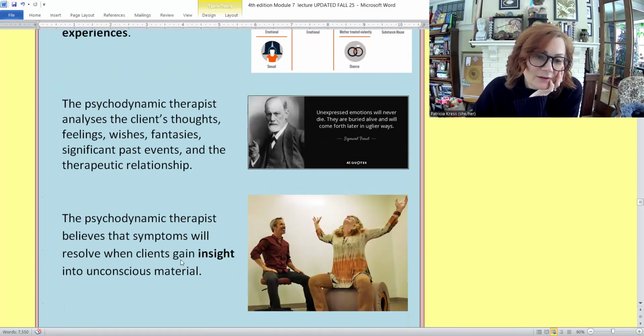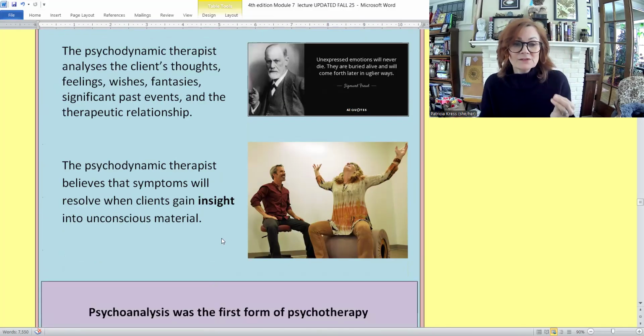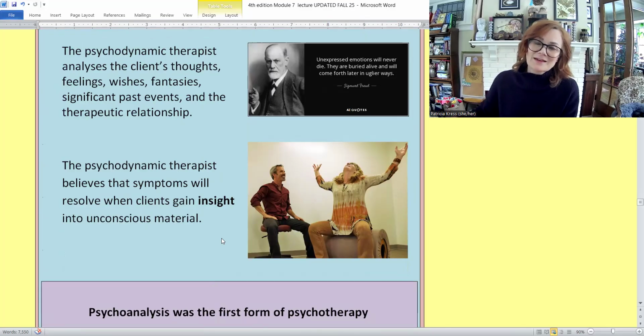The psychodynamic therapist believes that symptoms will resolve when clients gain insight into material that was previously unconscious, right? So the idea here is once the client realizes what caused them to be this way, that realization is somehow healing, right? Once they know why they're this way, they can stop being this way.